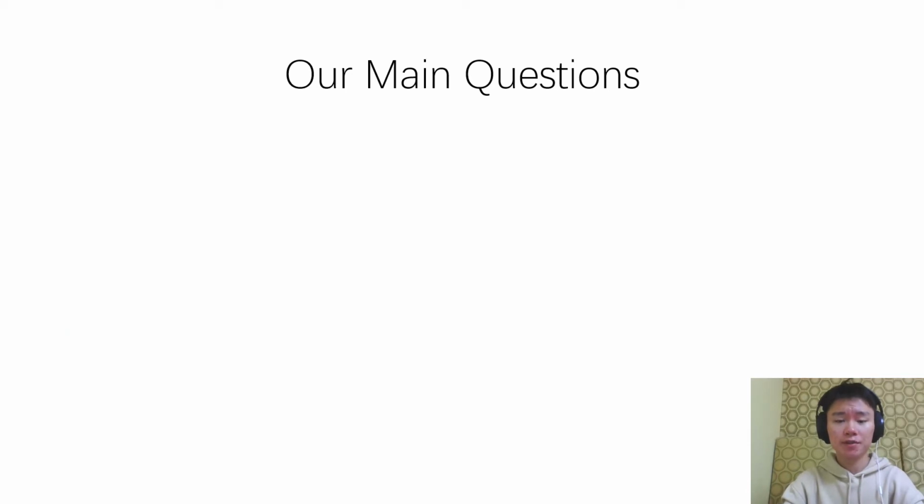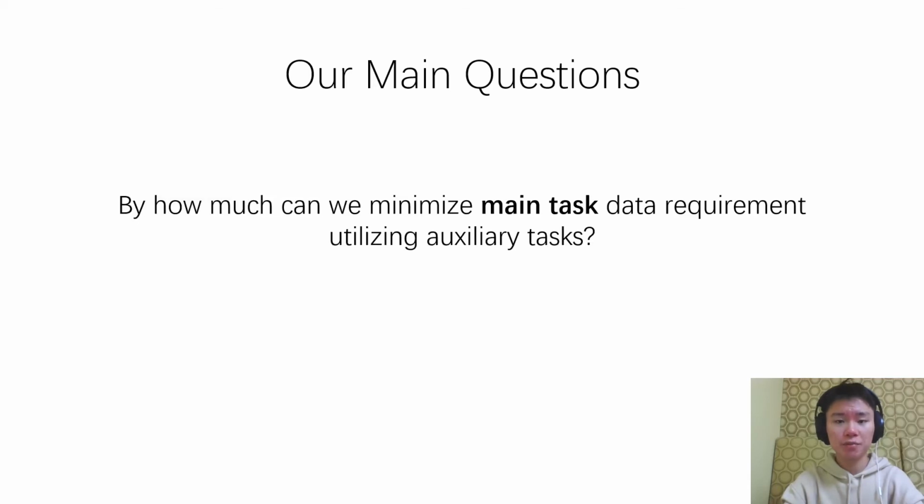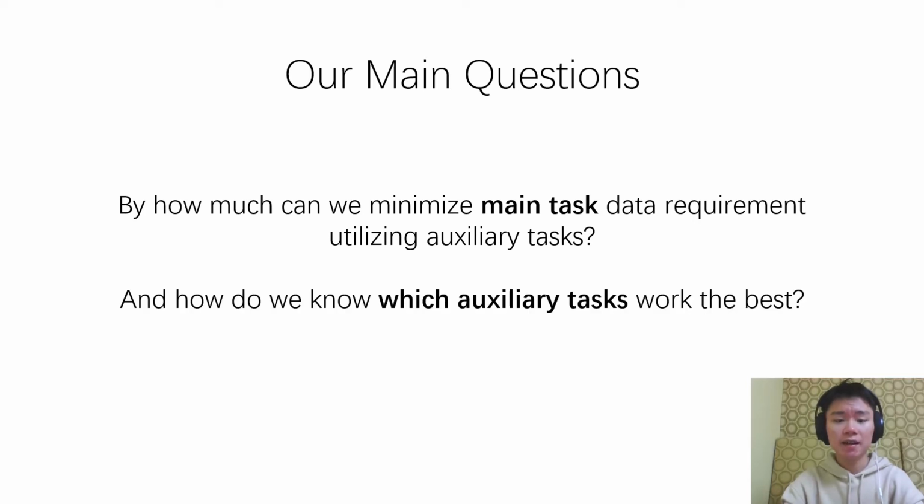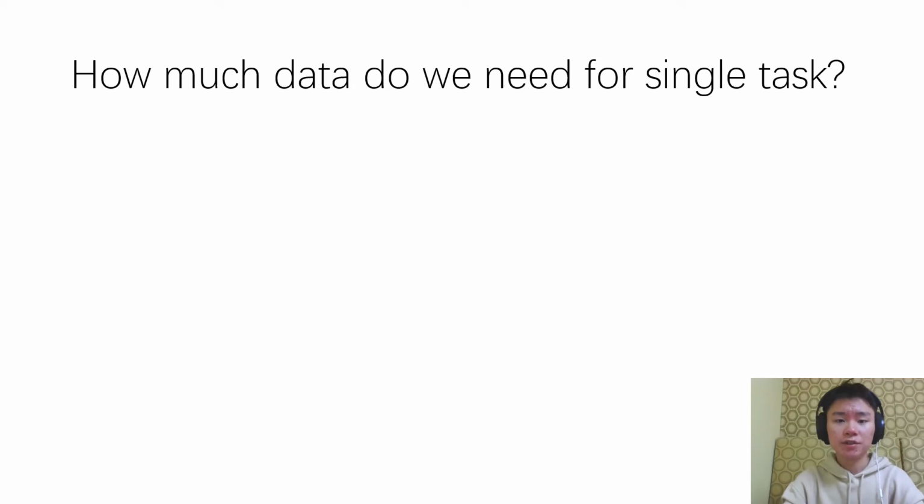So with this big picture, we will naturally have two questions. The first one is, by how much can we minimize the main task data requirement using the auxiliary tasks? And the second one is, how do we know which auxiliary tasks are the most relative to the main task? To answer these two questions, we will first start with the single task scenario, that is, how much data do we need if we only have a single task?